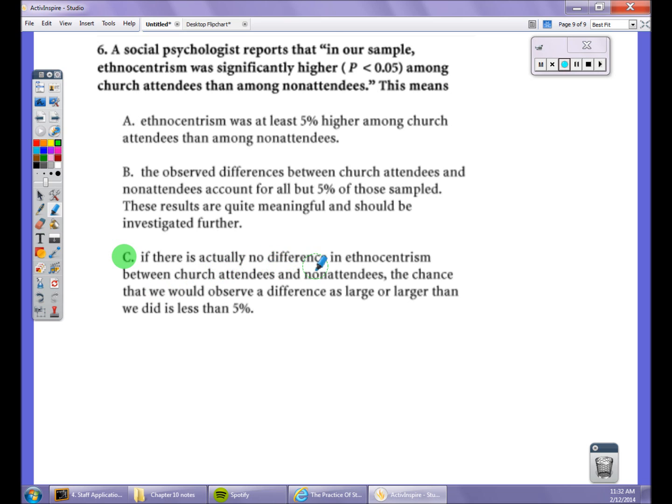We're assuming that there's no difference between the ethnocentrism between church attendees and non-attendees. So the chance that we got a difference has got to be less than the alpha level, since it's significant, or whatever the p-value is.